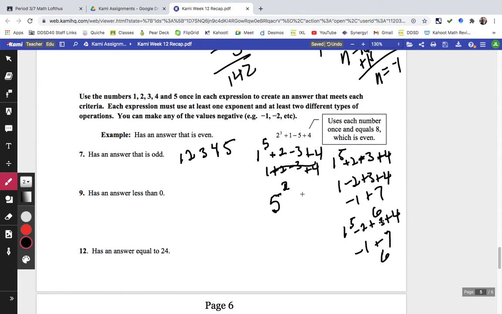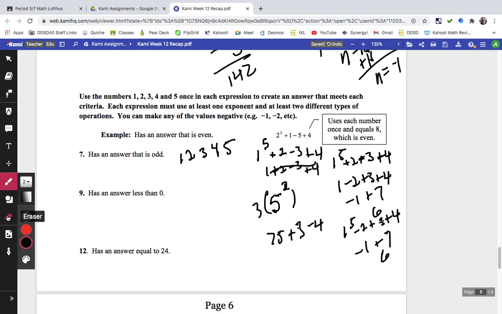And then let's multiply it times 3. So now we're at 75. And then let's add 3 and subtract 4, which still gets us even. Wow. Okay. I'm going to come back to that one. I'm going to do the other one.